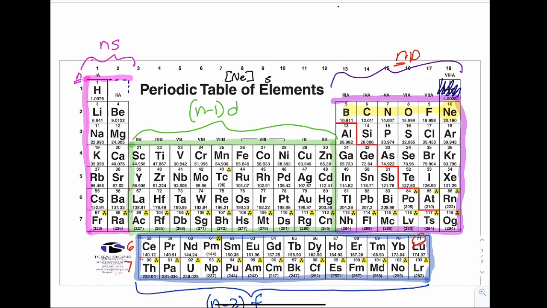So let's do tin. Tin is right here. So please do this one on your own. Write the whole entire configuration and then also do the noble gas configuration. And then hit pause, do that. And then when you're ready, hit play again and you can check your work. But I do want you to try one on your own.